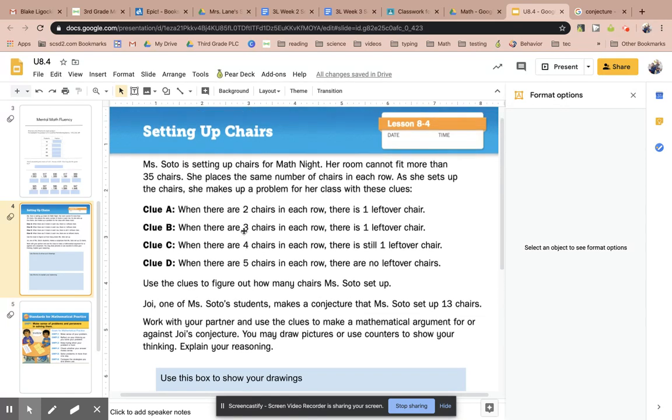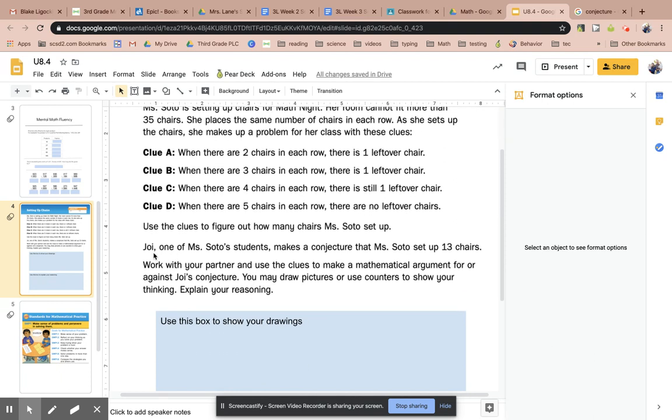Now here we have a problem. Miss Soto is setting up chairs for her math class. She gives a list of clues, clue A, B, C, and D. I'll give you hints. I know that she has 35 chairs and she's placing those chairs in each row. As she sets up the chairs, she makes up a problem for her class with the following clues. Okay, your job is to think about how she set up her chairs.